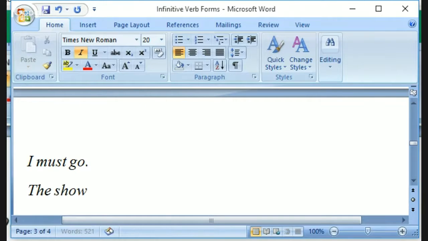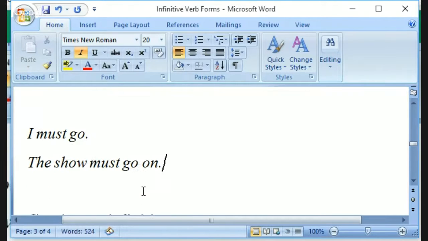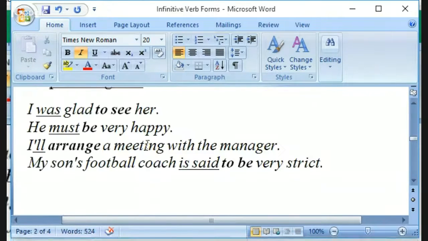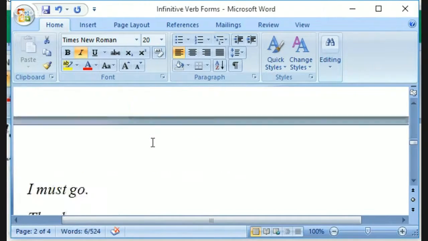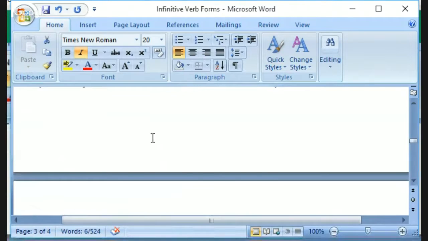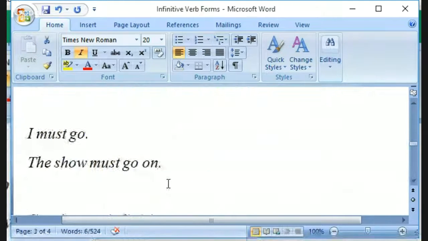Okay. Yeah, basically the same thing here. All right. Well, fair enough. Well, let's try another one, more challenging. How about using one with a past tense? Like I was glad to see her.